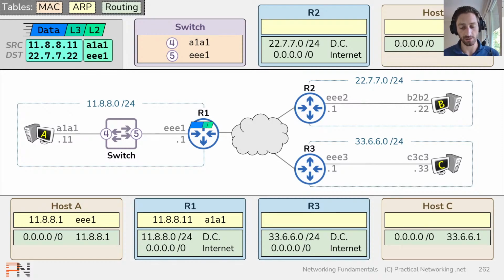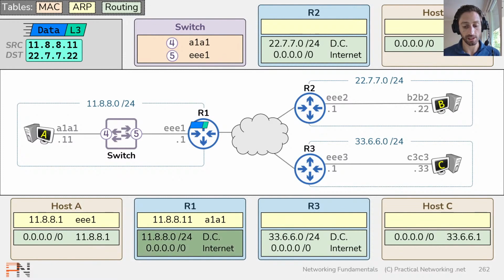Once it gets to the router, it is going to discard the layer 2 header. Remember, this layer 2 header's sole purpose was to get this packet right here from host A to router 1. So since that header did that successfully, we no longer need it and we can get rid of it.